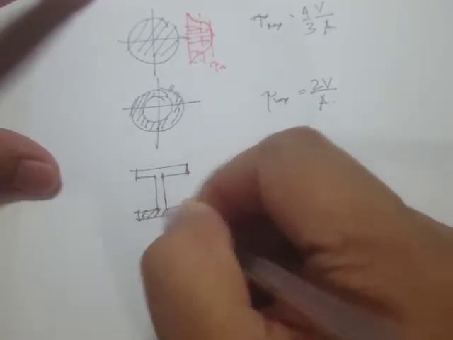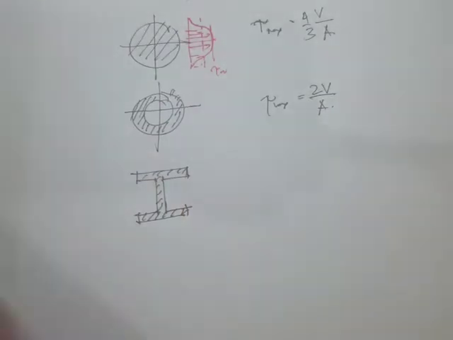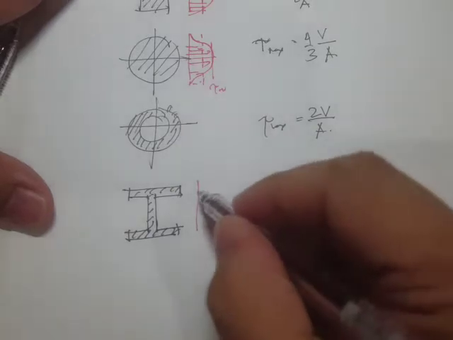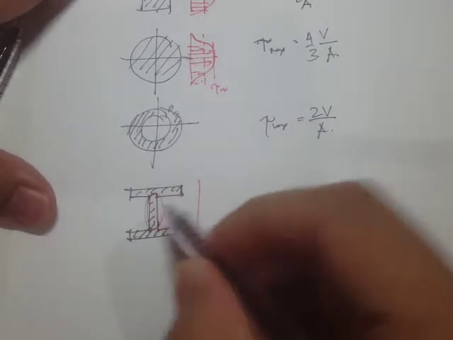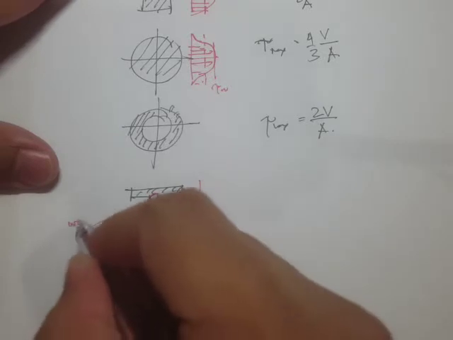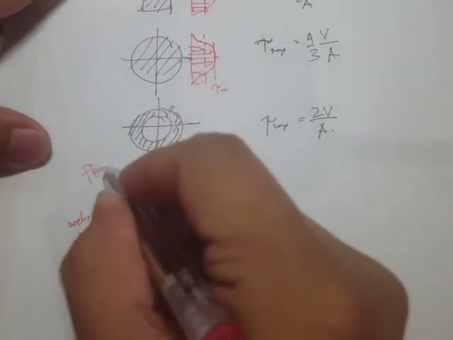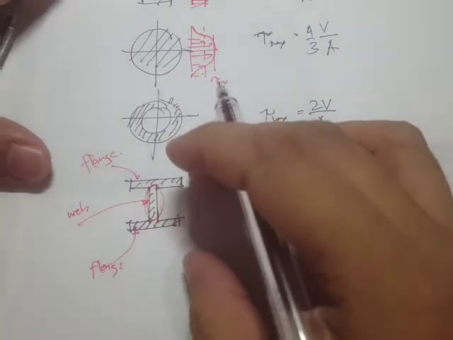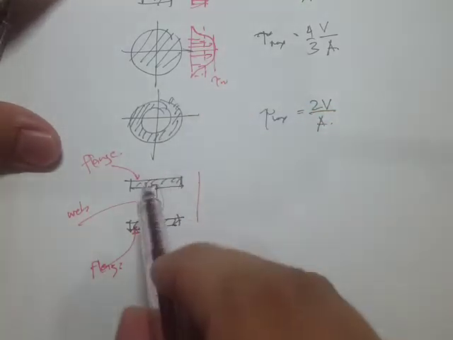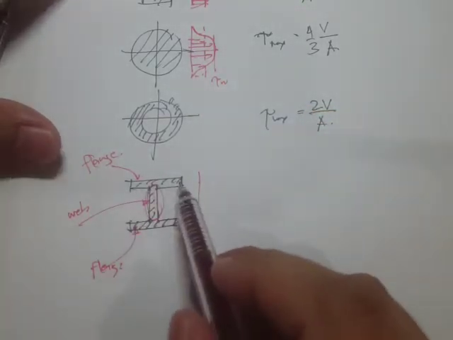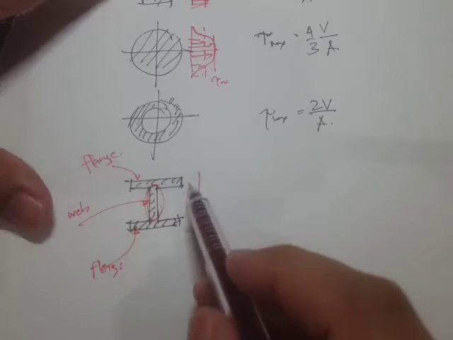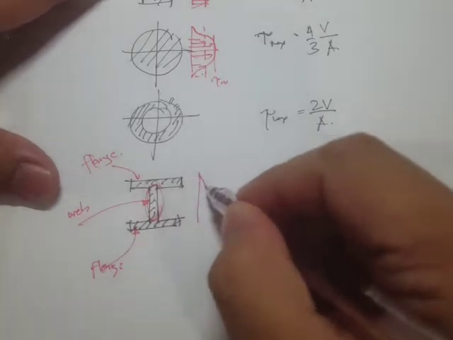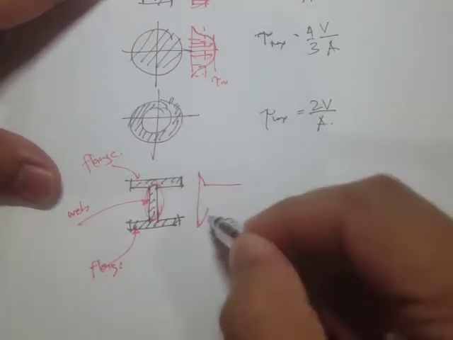For an I-shaped beam, the shear stress profile is also different, and it was observed that most of the shear stresses are carried by the web portion. This part is called the web, and this part is called the flange, and also this one is the flange. Even in C-shaped sections or angles, the flange carries only little shear stress, so much of the shear stresses are carried by the web. The profile would look something like this.